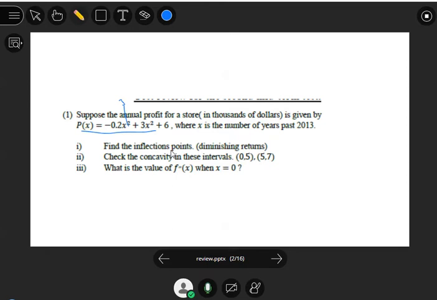We know that to find the inflection point, first we need to find the second derivative and then set it equal to 0. Second, it is asking to check the concavity in these intervals, and as a third part it asks what is the value of f double prime when x is equal to 0. So now let's go to our first problem, first part.